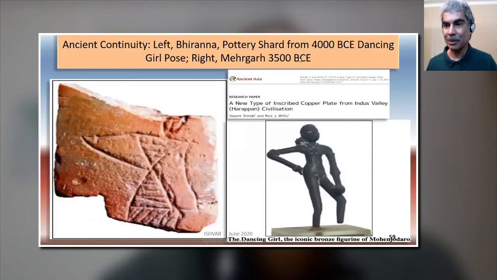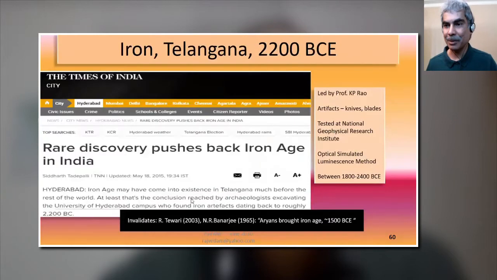Iron in Telangana, 2200 BC. Remember, the story is that Aryans brought Iron Age to India in 1500 BCE. However, this newsprint is saying that K.P. Rao found in Telangana artifacts of knives, blades, and so on, tested with the simulated luminescence method of dating, comes to 1800 to 2400 BC, much before the so-called Aryan invasion.